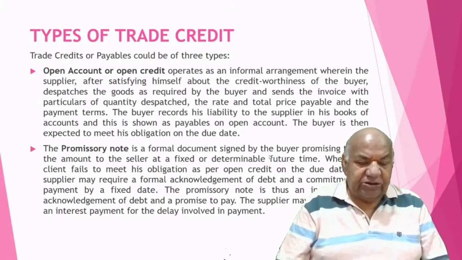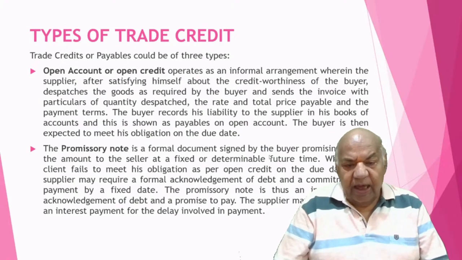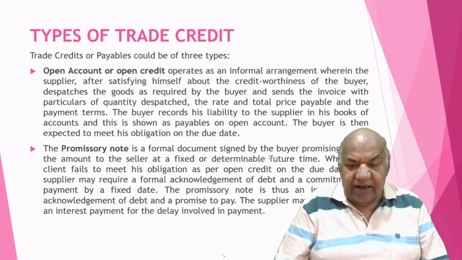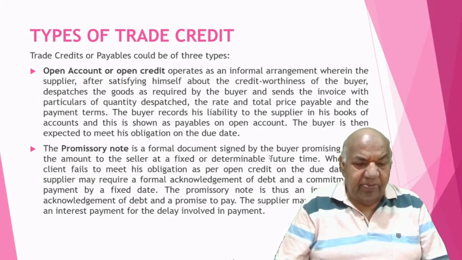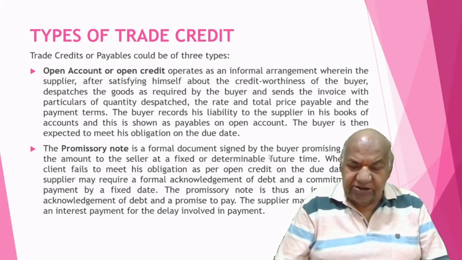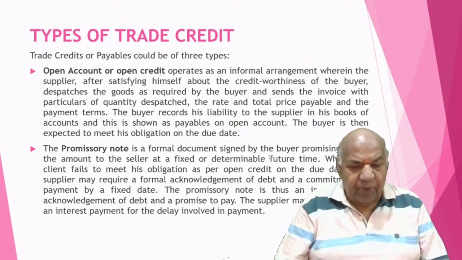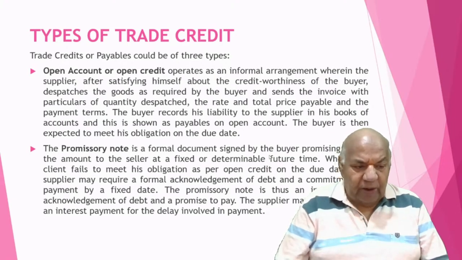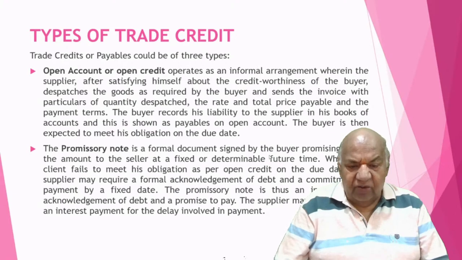Where the client fails to meet his obligation as per open credit on the due date, the supplier may require a formal acknowledgement of debt and a commitment of payment by a fixed date. The promissory note is thus an instrument of acknowledgement of debt and a promise to pay. The supplier may even stipulate an interest payment for the delay involved in payment.